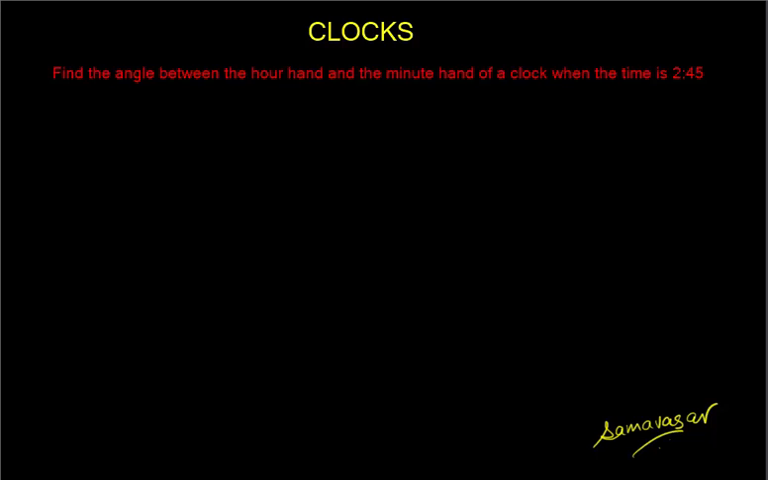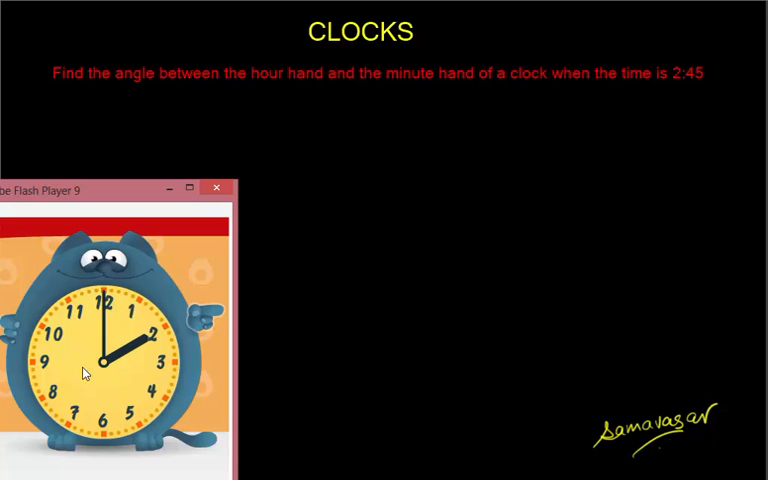Okay, now in this kind of question, we have to find the angle between the hour hand and the minute hand of a clock when the time is 2:45. So how do we do these questions? It's very simple. This is your clock. Right now it's 2 o'clock. So when I move this to 2:45.